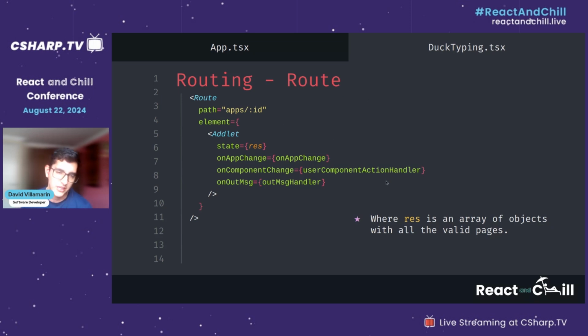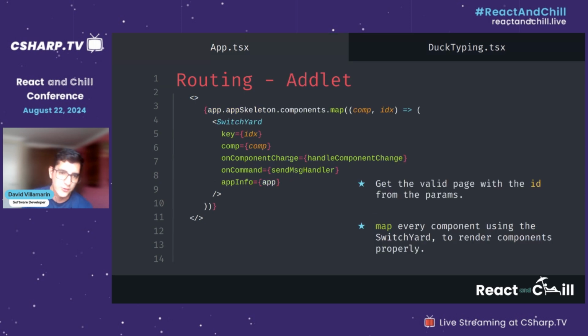So what is the important part here? That in our route we can define this response, this res, that is basically an array of objects with all of the pages that we want our generic application to handle, right? In this sense, of course, these pages or applications, as I like to call them, can come from an HTTP request, could come from a WebSocket, but the important part here is passing this through this component called applet.